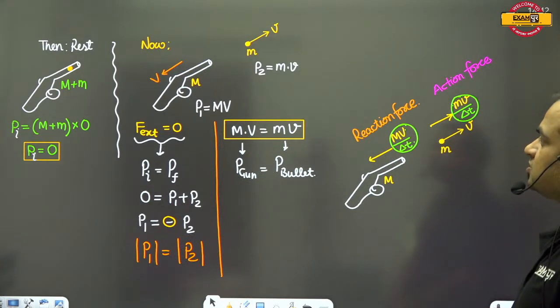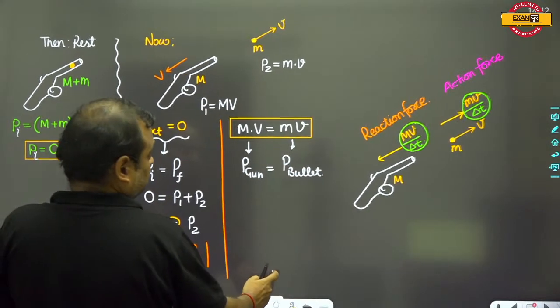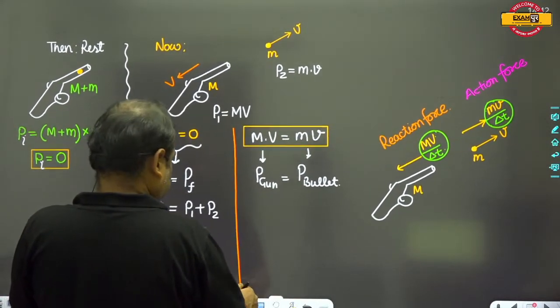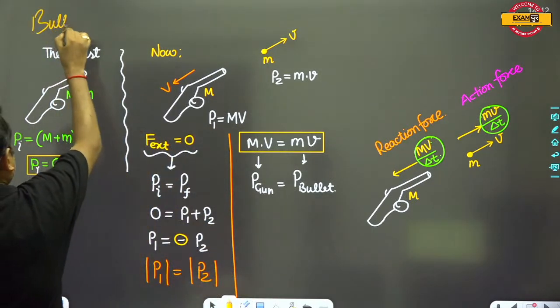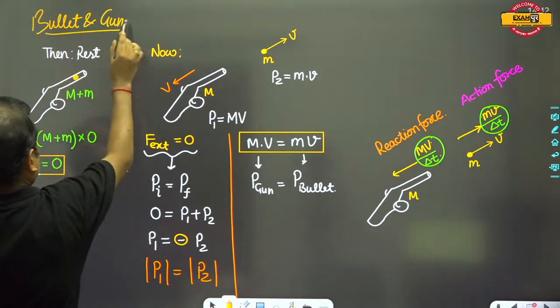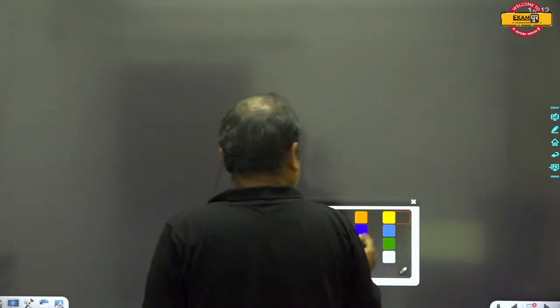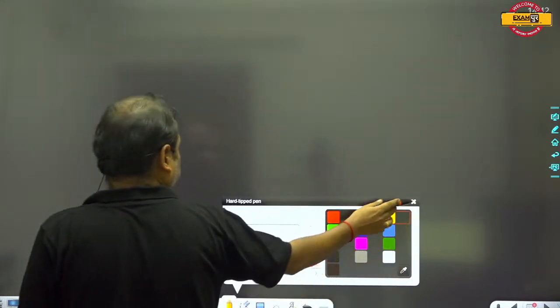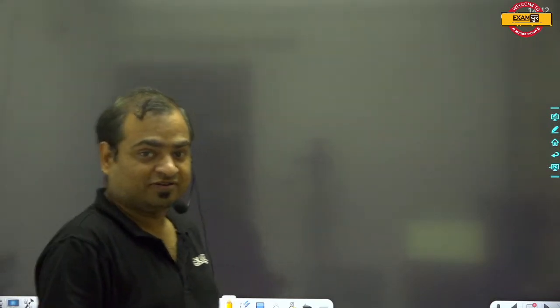So, this is the example of bullet and gun. Okay, now suppose a numerical problem. I'm going to give you a numerical problem and you will have to solve that question. Okay, and I will check whether you are able to solve this question or not.